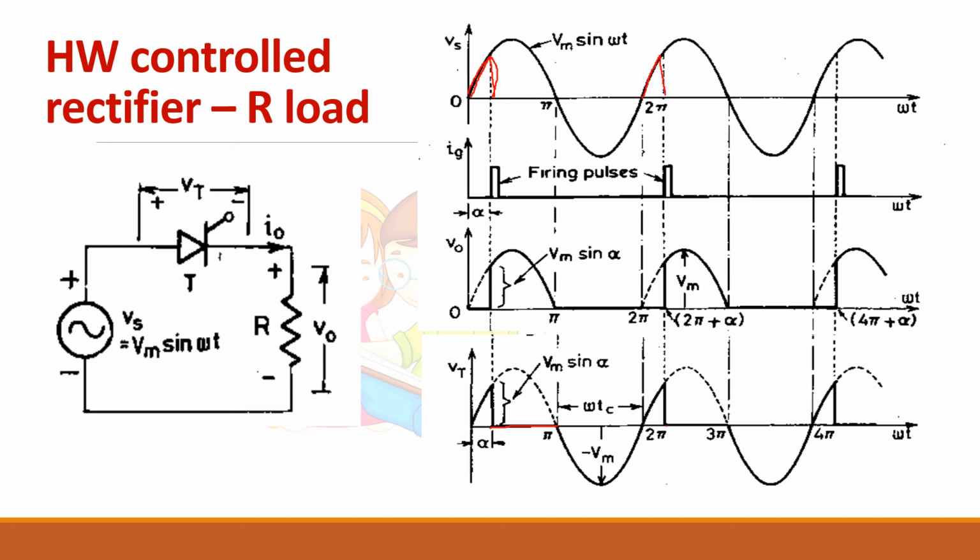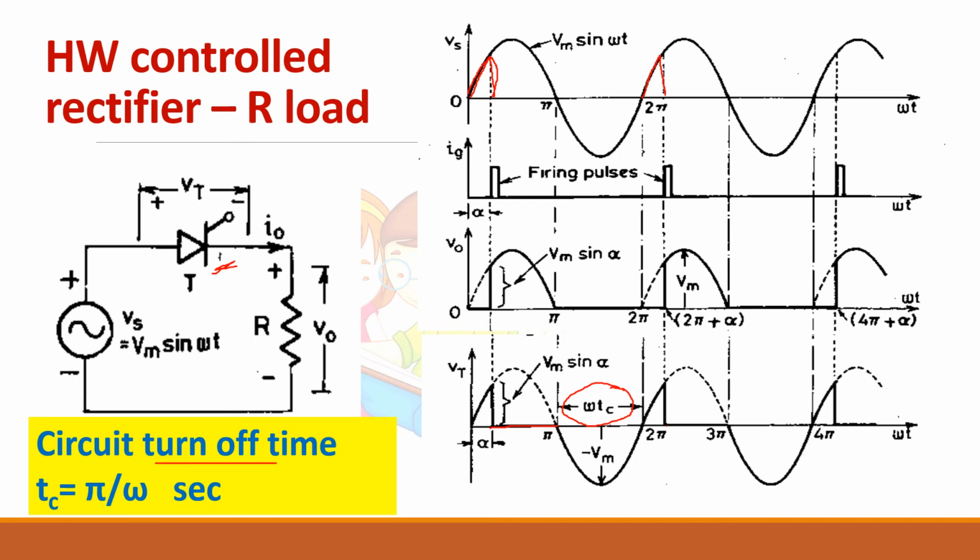And here in case of thyristors, this parameter omega Tc, or circuit turn off time, is important. So Tc is given by, so this is 2 pi minus pi. So that is equal to pi by omega, or you can write omega Tc equal to pi. So this is called circuit turn off time. This circuit turn off time should always be greater than the thyristor turn off time.